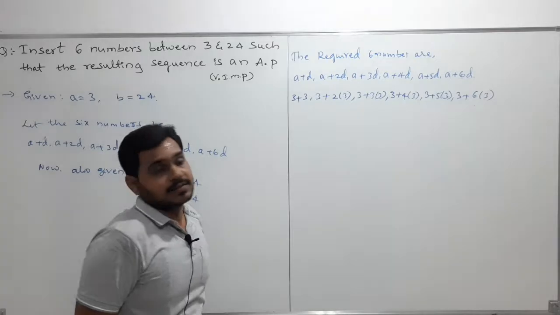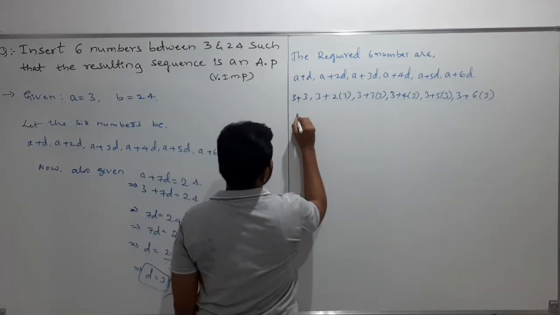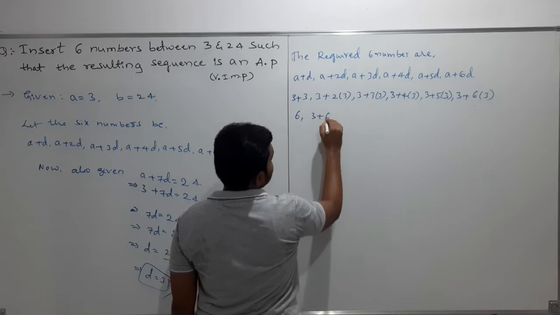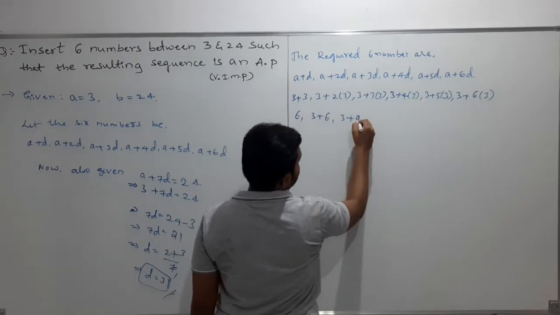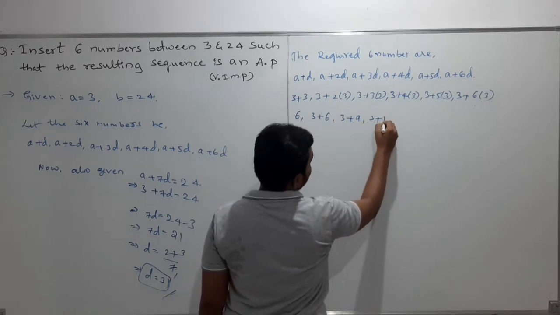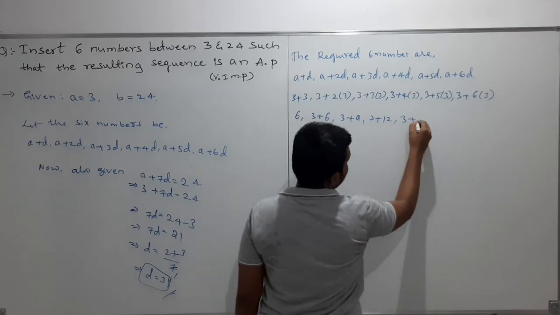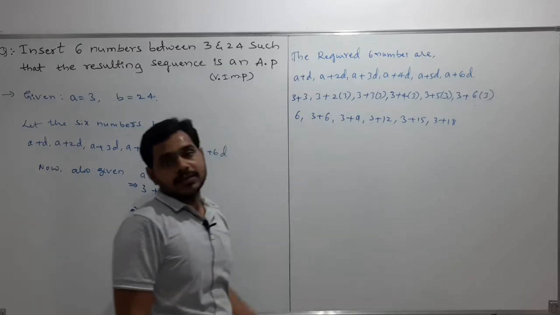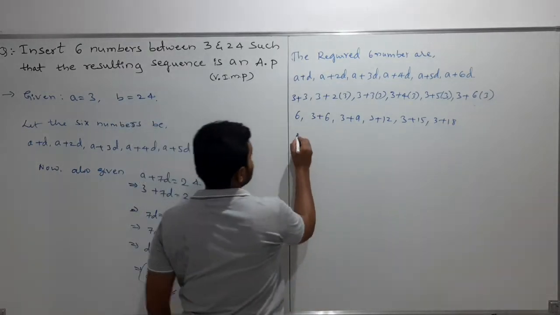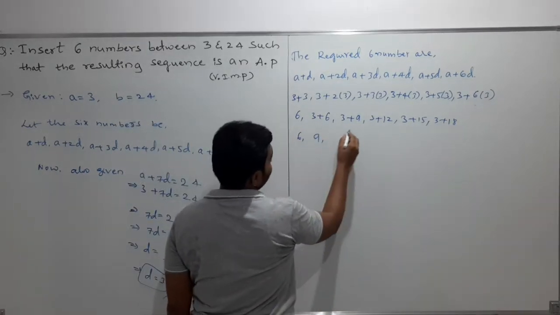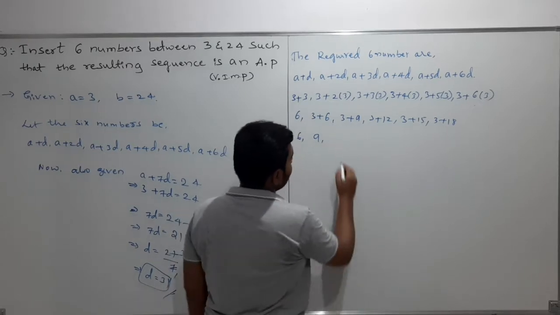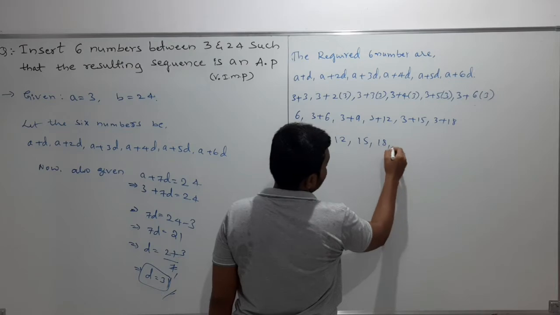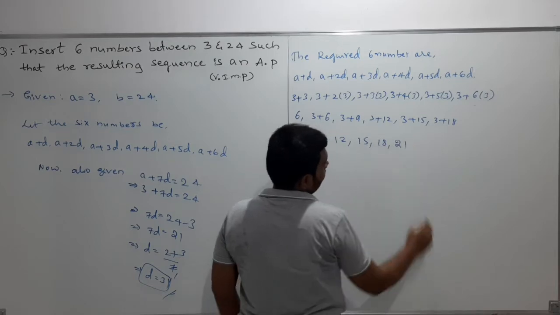So further simplify this one, my dear students. 3 plus 3 is 6, 3 plus 2 3s are 6, 3 plus 3 3s are 9, 3 plus 4 3s are 12, 3 plus 15, 3 plus 18. So further simplify this one, my dear students. So here it is 6, comma 3 plus 6 is 9, and here it is 9, that is 12, and 15, here it is 18, and here it is 21.